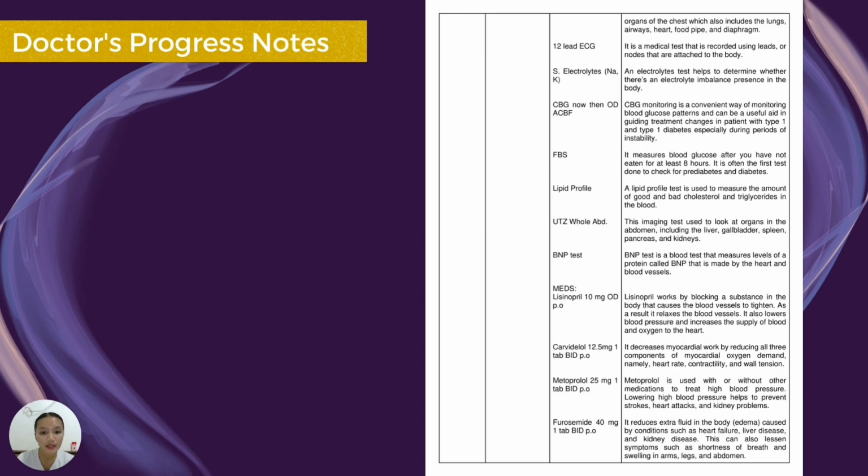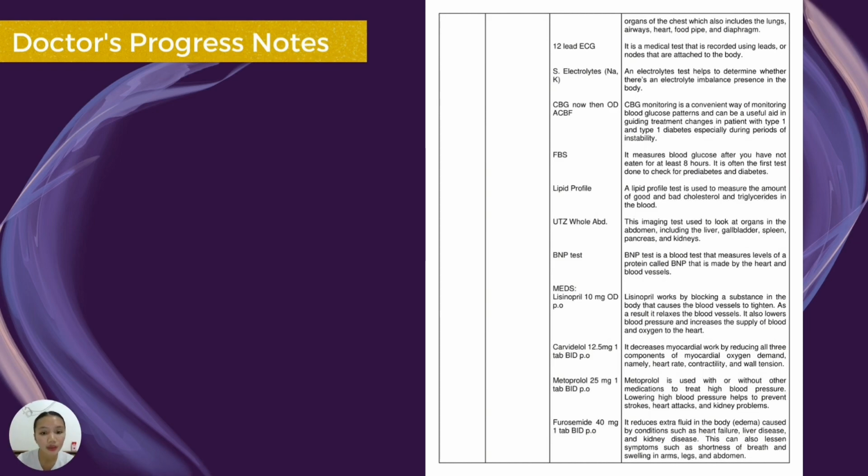Now for the meds, we have lisinopril 10 milligram once a day per OS, or by mouth. This works by blocking a substance in the body that causes the blood vessels to tighten. As a result, it will relax the blood vessels, then it will lower the blood pressure and increase the supply of blood and oxygen to the heart of the patient.